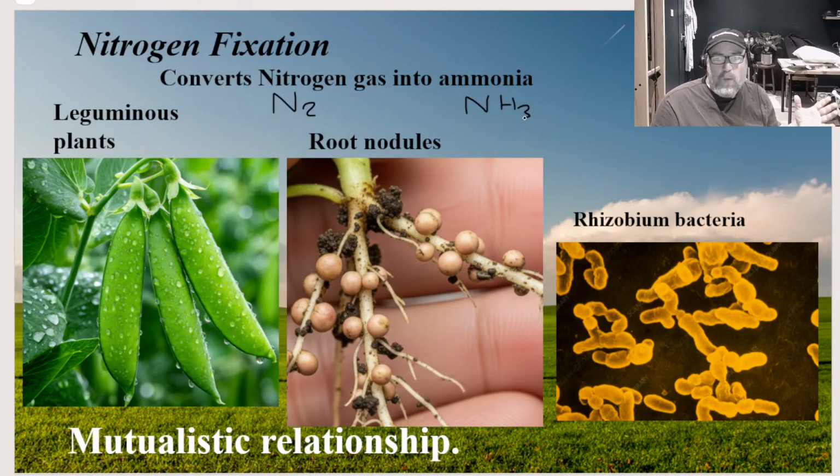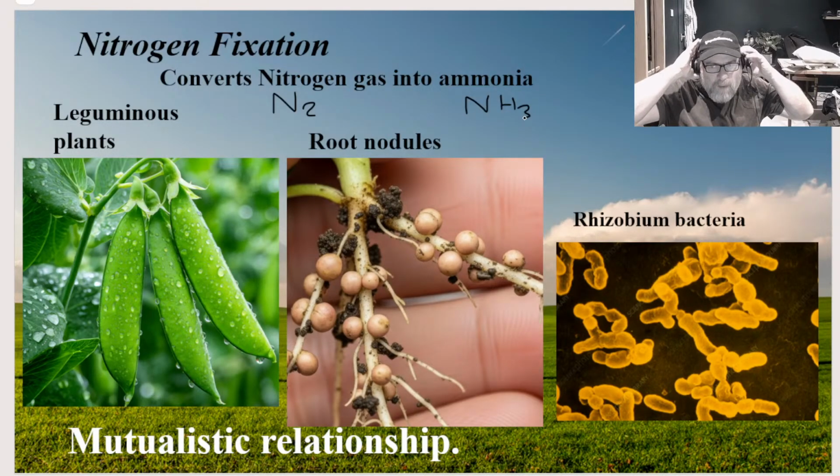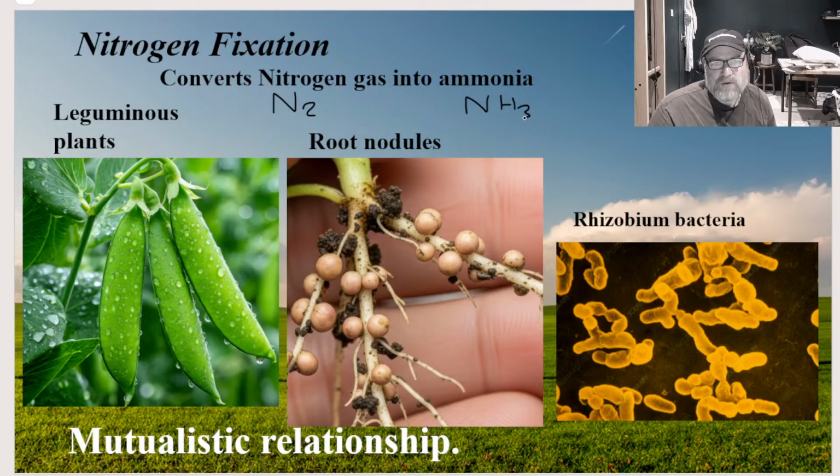Anyone know what's got to happen to the NH3 before it can be used by plants? They can't really just absorb ammonia that well into their roots. There's a better form of nitrogen that they can take in through their roots.